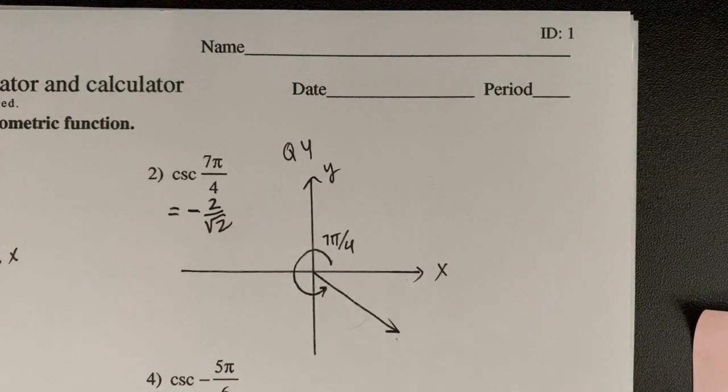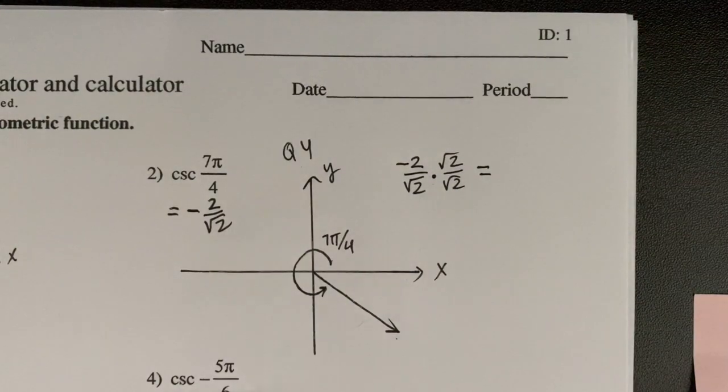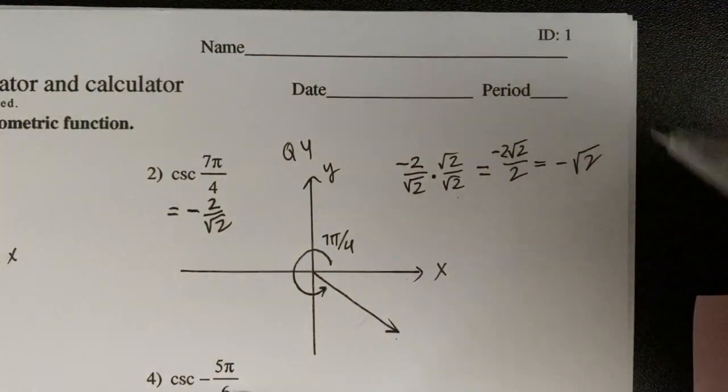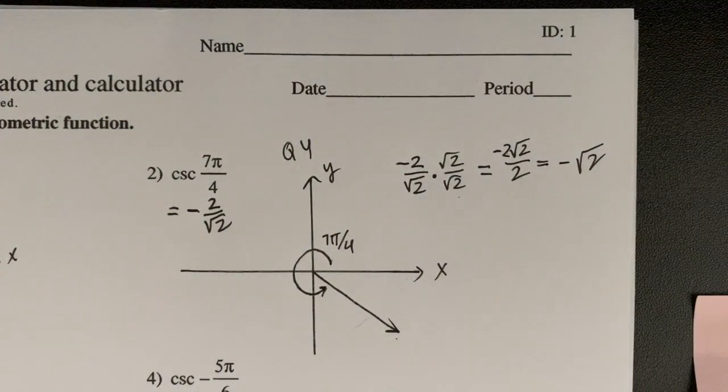We need to rationalize this. Multiply by root 2 over root 2. Root 2 times root 2 is 2. And then we can simplify. These 2's will cancel out, the 2's on the outside. And we're left with negative root 2. Let's do a few more.